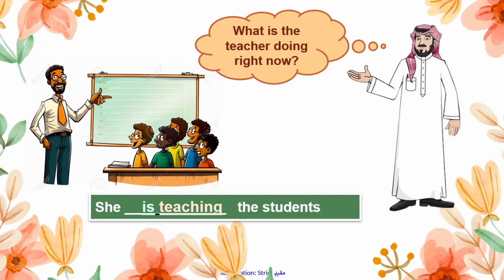Here's an example of a current activity. She is teaching the students. The present progressive captures the action happening right now, emphasizing the immediacy of her teaching.